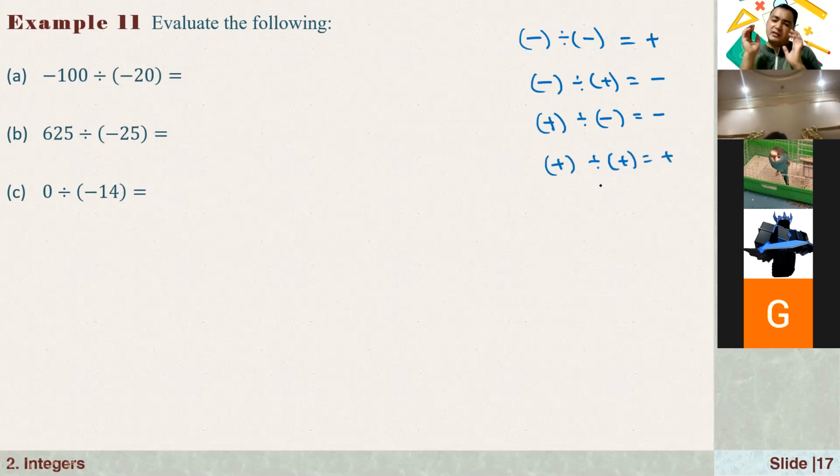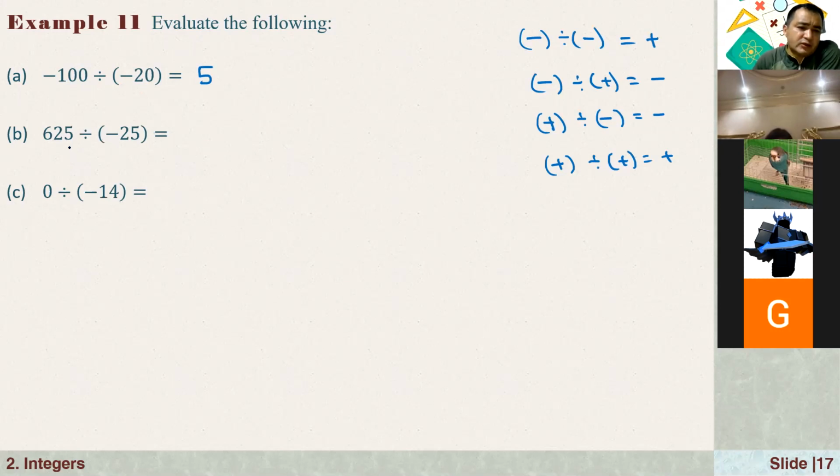And also, when dividing one integer by another integer, first you have to decide their signs. Remove the signs, and after that divide the numbers. So what is minus 100 divided by minus 20? Minus minus is plus, so the result will be plus. And how about 100 divided by 20? That's equal to 5, because 5 times 20 is equal to 100.